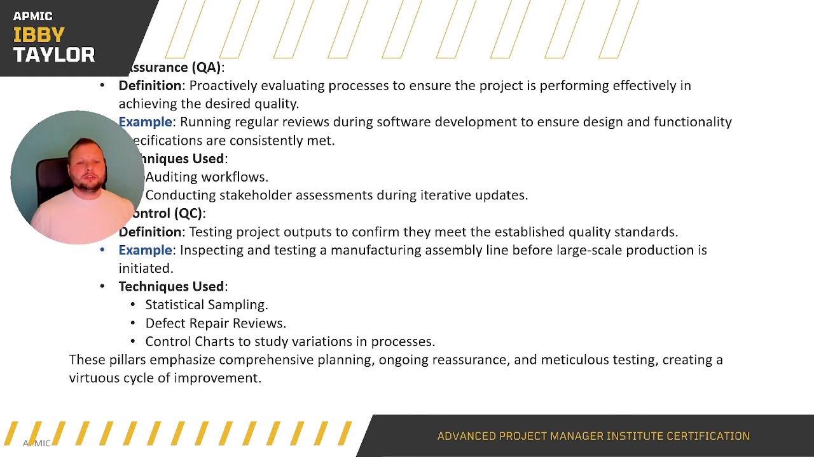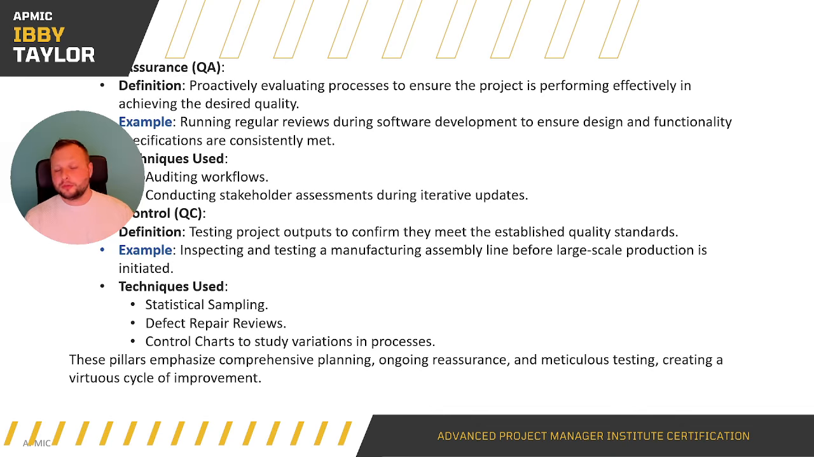That then moves on to quality assurance. Proactively evaluating processes to ensure the project is performing effectively and achieving the desired quality. So this is a constant thing. You're constantly working to ensure and assure that your quality standards are being met. For example, running regular reviews during software development to ensure design and functionality specs are consistently met. And this is just a constant process throughout the project that you need to be taking an active approach in, making sure that your quality standards and benchmarks are being adhered to.